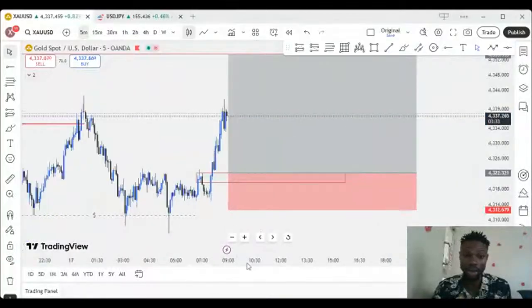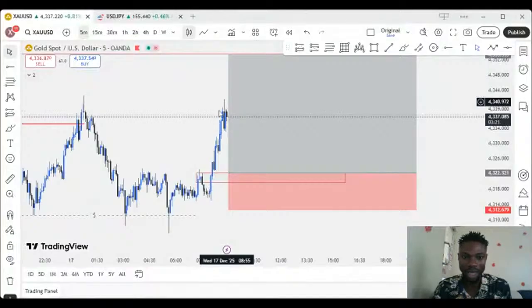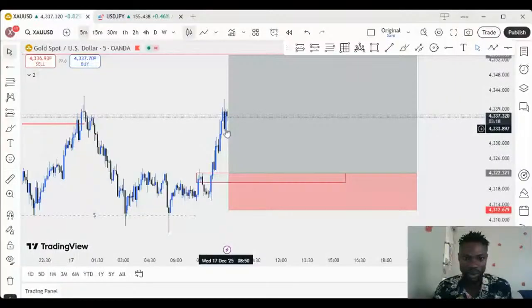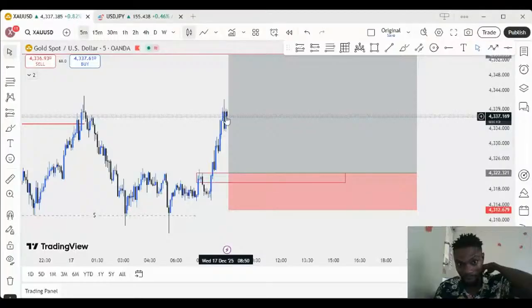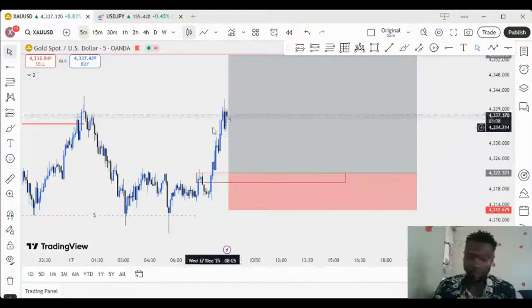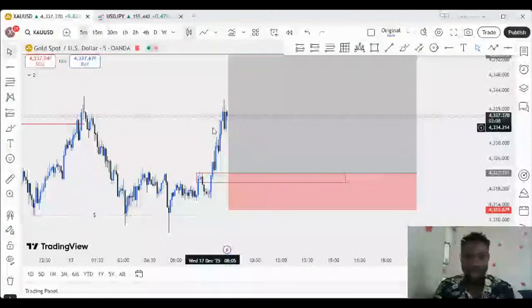Let's be calm because gold is very crazy. Some of them are manipulating people here to enter buy. That's when you can see this stick now. Some people will have entered buy, and I believe that they are using this place to build liquidity for the market.